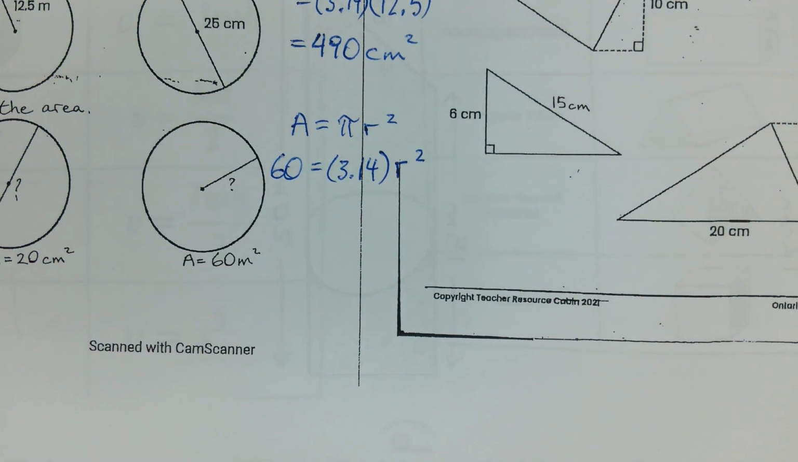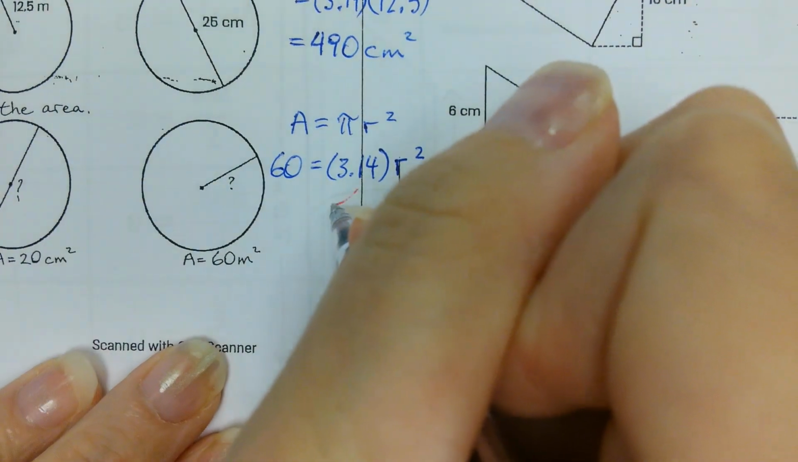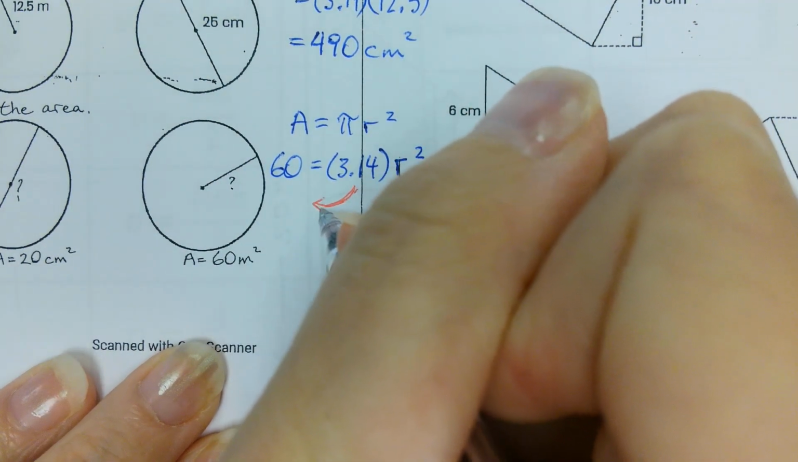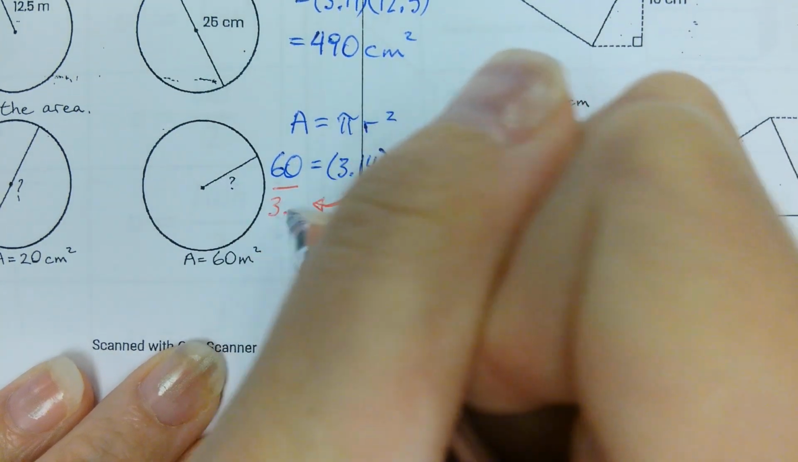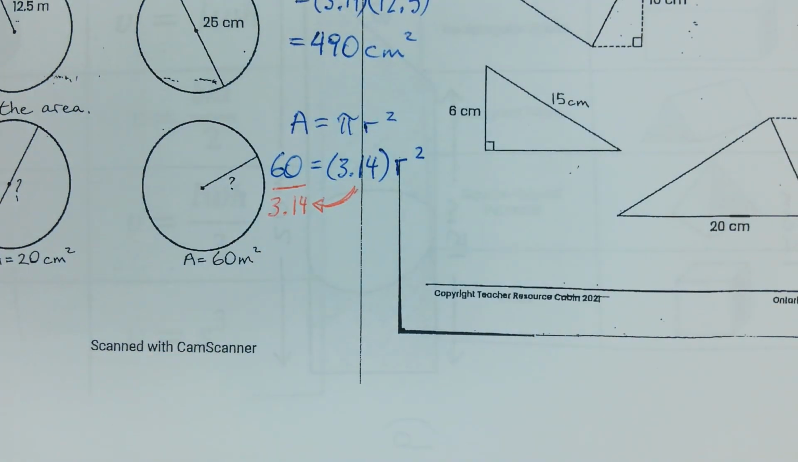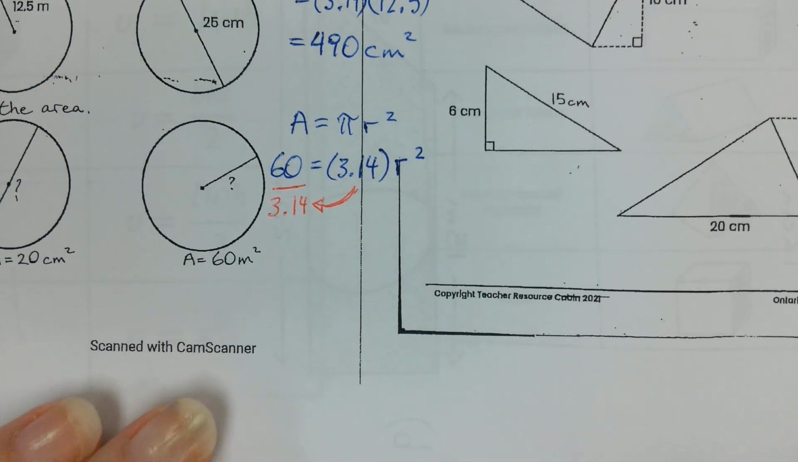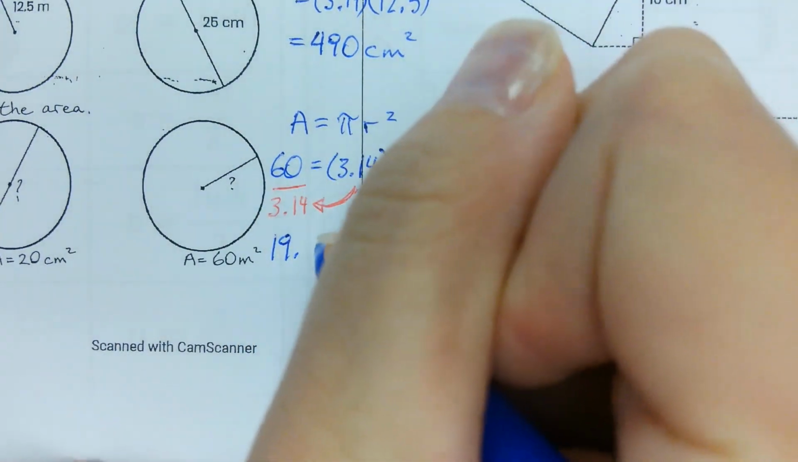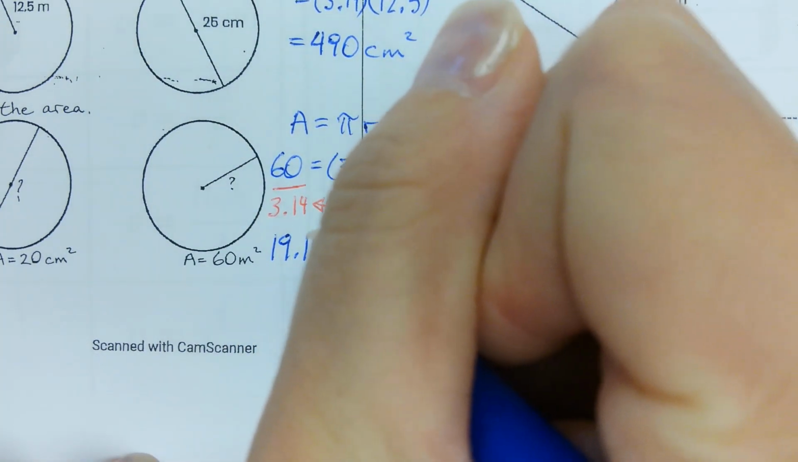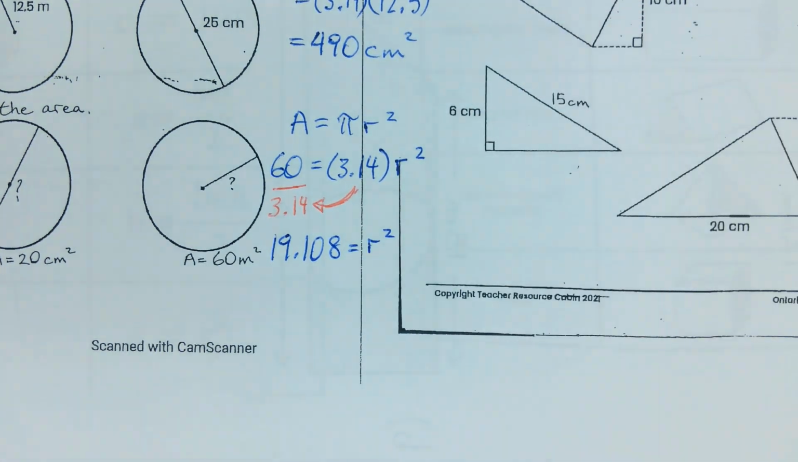Think back to chapter 1 where we solved for this. To isolate r squared, I have to move that 3.14 by dividing. So 60 divided by 3.14, I get 19.108 equals r squared. Just like when we did the Pythagorean theorem, what do we do? Square root it.